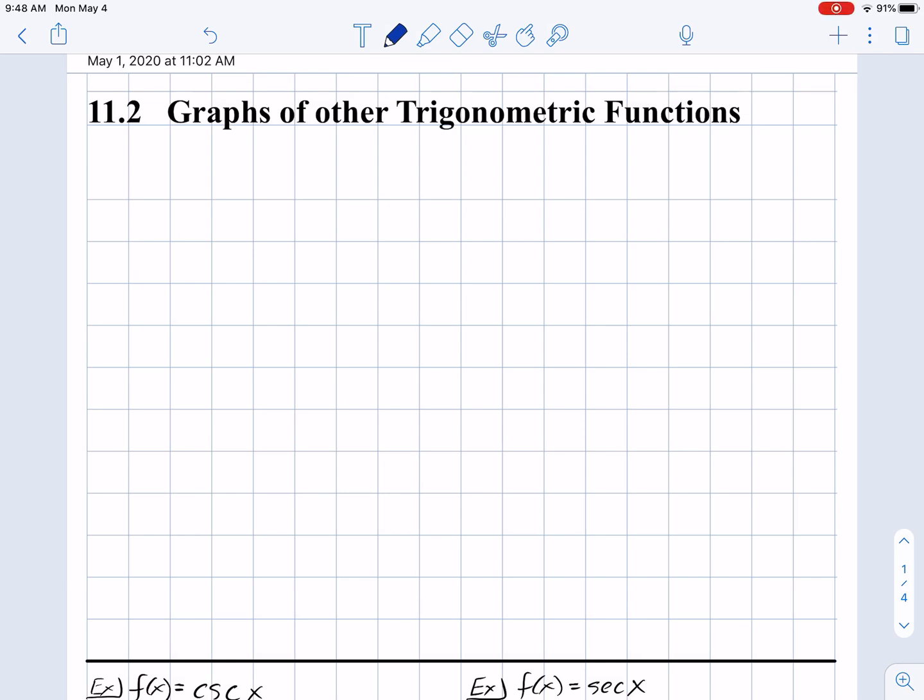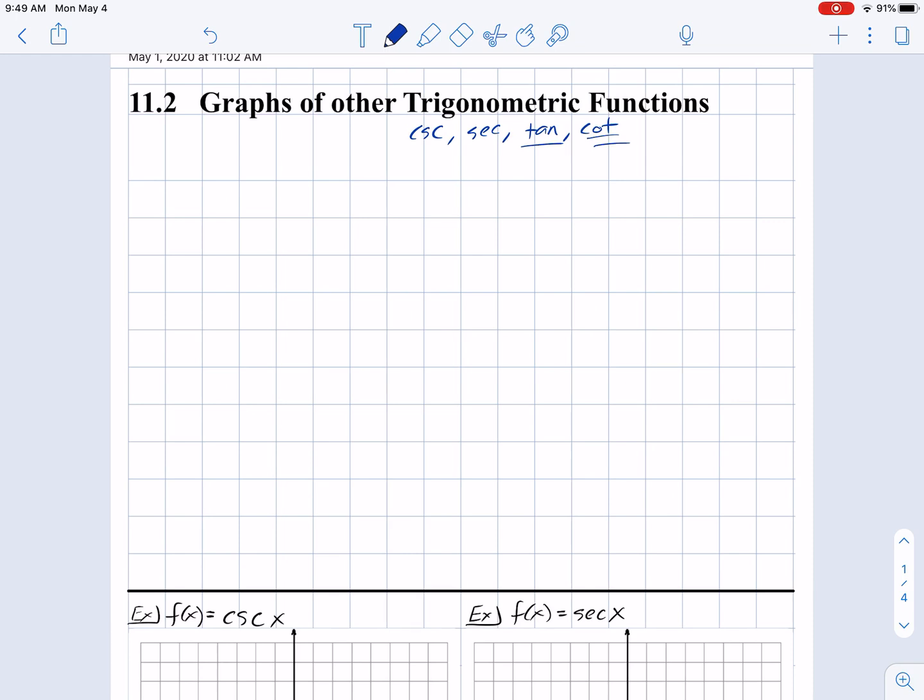All right, so picking up where we left off from 11.1, which was graphing sine and cosine functions. The remaining trig functions we have to graph would be cosecant, secant, tangent, and cotangent. And we're going to graph all of these today. It seems like a lot, but you will hopefully notice that tangent and cotangent are really the only new graphs we're introducing today, because for cosecant and secant, the reciprocals are going to look pretty similar to what we were doing with sine and cosine.